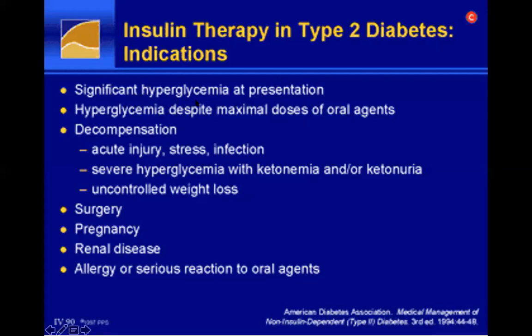If the patient has significant hyperglycemia at presentation. So we said HbA1c more than 9 or glucose more than 300 will usually require insulin at the onset. Hyperglycemia not getting controlled with oral agents. Decompensation, surgery, pre-pregnancy will require insulin, and renal disease, I told you, will require insulin therapy. And any allergy or serious reaction to oral agents will also require going on to insulin therapy.